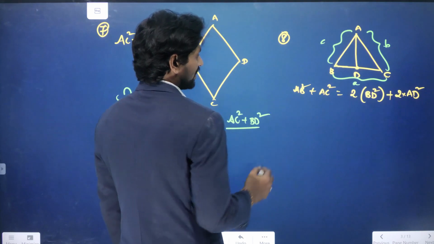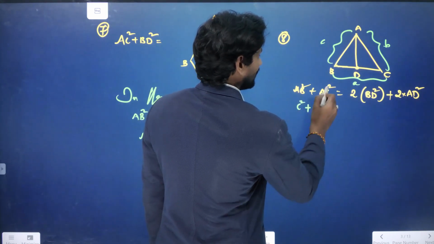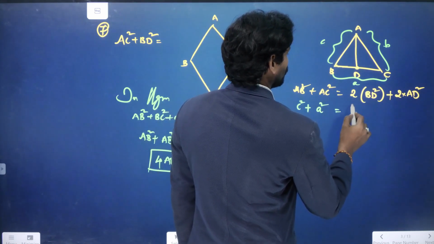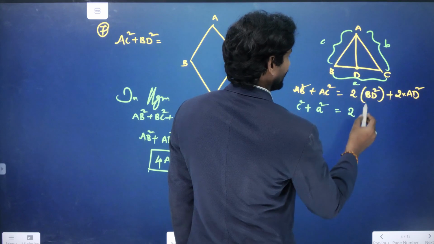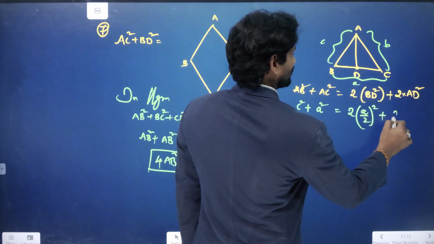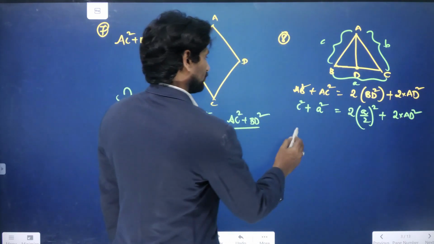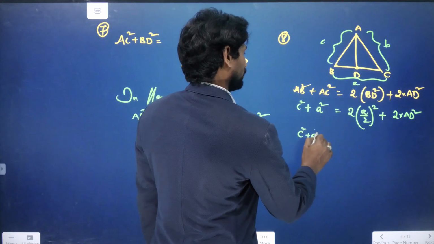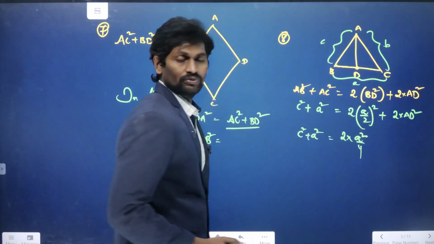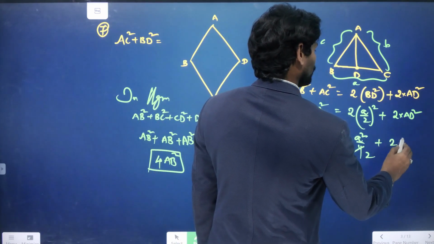So accordingly, we can write that AB square is nothing but c square, plus AC square is nothing but b square, equals 2 times BD, meaning half of it, so a by 2 whole square, plus 2 into AD square. So that means c square plus b square equals 2 into a square by 4, because 2 square value is 4. So here the 2 cancels, that is equal to 2 AD square.